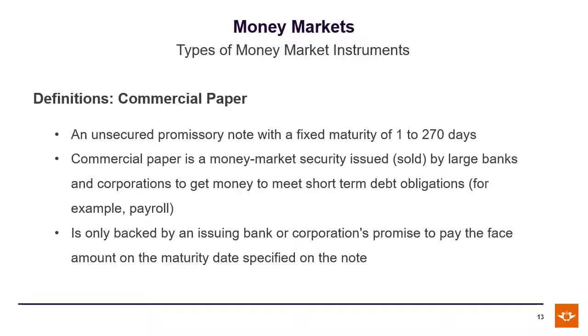Commercial paper is an unsecured promissory note. It has a fixed maturity of 1 to 270 days and very rarely goes any longer than 270.